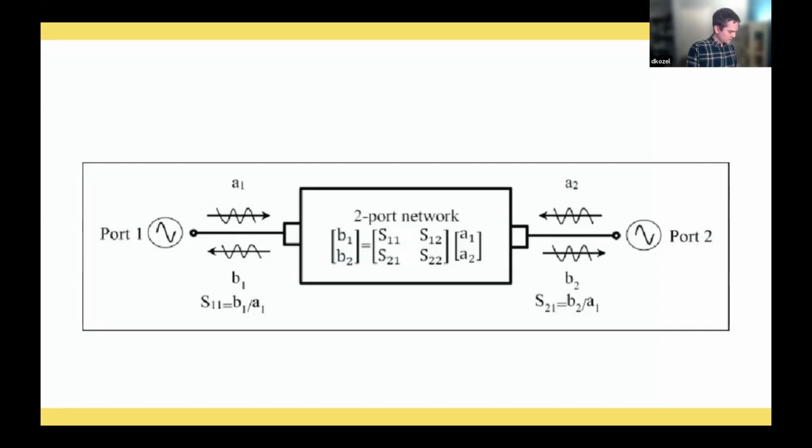If we have an amplifier, which is connected to a power source, so hard to pull up, but I have a small amplifier here that I think has about 15 dB of gain. We would expect the S21 to be positive. The B2 wave is bigger than the A1 wave.